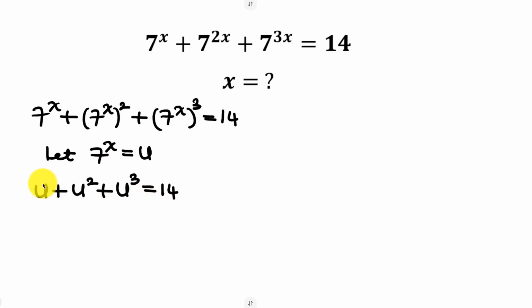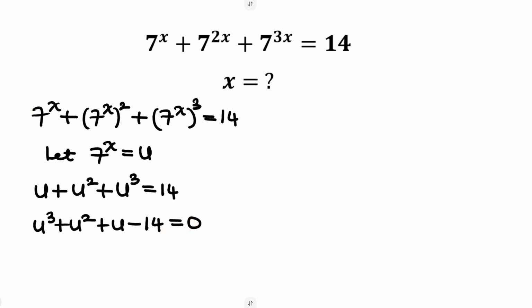Now let's move everything to one side and rearrange. Now I'll be starting with u to the power of 3, which is u cubed. So this is u cubed, and I'll go with plus u squared before writing plus u, and then I'll move 14 to the left hand side. So when 14 moves, it becomes negative 14, and this is equal to 0. So we have a nice cubic equation.